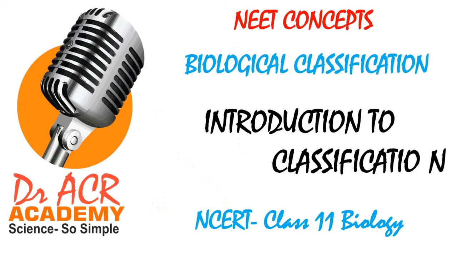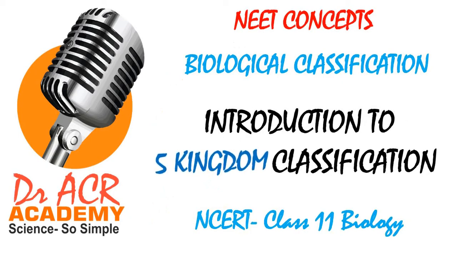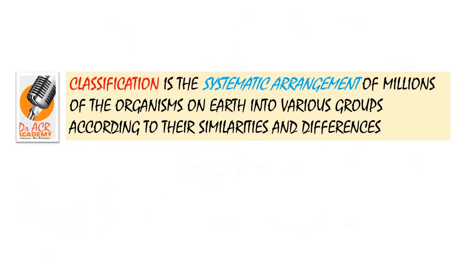In this video, we'll discuss the Introduction to Five Kingdom Classification. When you look at the definition of biological classification, it's a systematic arrangement of millions of organisms present on the earth into various groups according to their similarities as well as the differences.